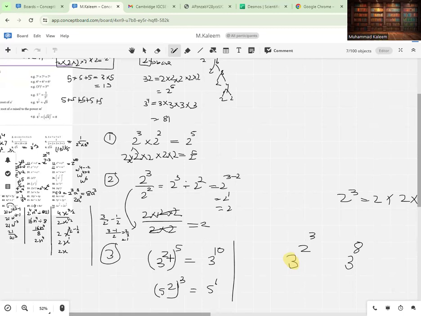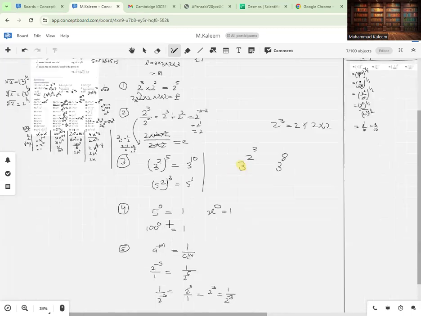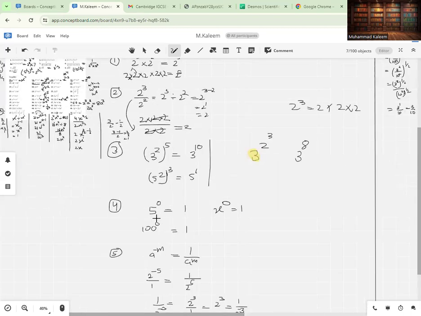And the third index law is about the double index. If we have a double index like this, with a bracket between them, it means that we just have to multiply the indices. And the fourth index law is about the zero index law. It means that whenever we have the index 0, we just have to write that term is equal to 1.